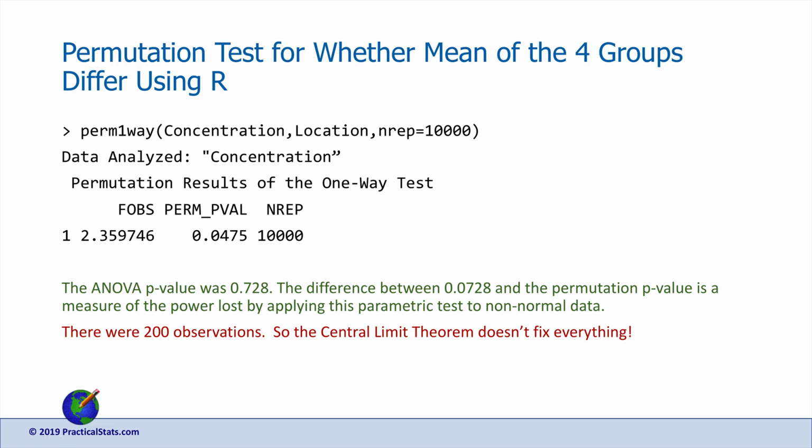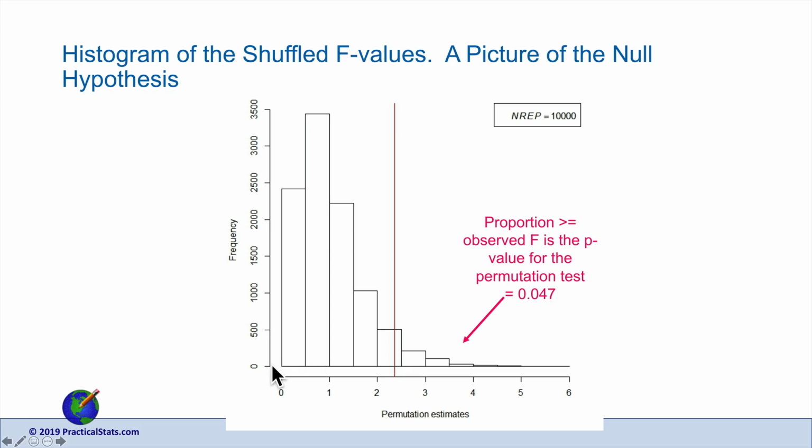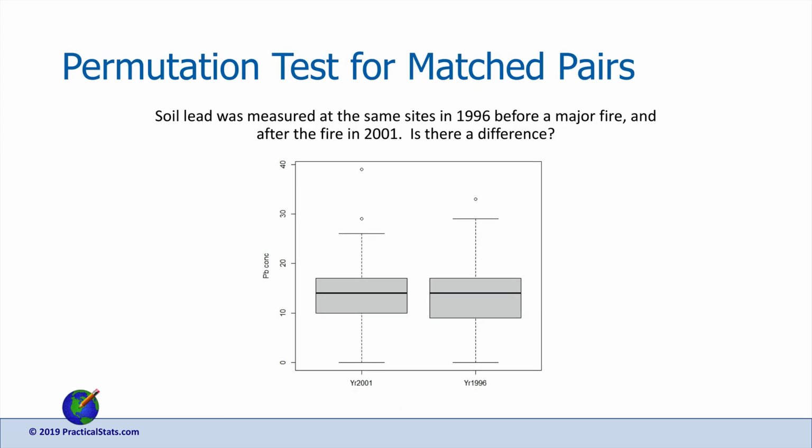Here's just another way of looking at those blue bars. This is R's output, I believe. The p-value is 0.047 for the permutation procedure. All right, so we can use permutation tests in other situations. I'll just give you two additional ones quickly.